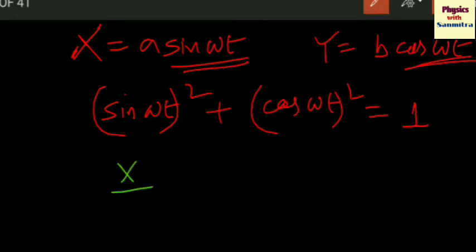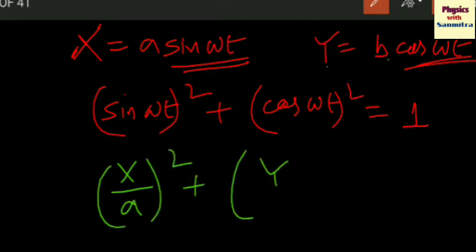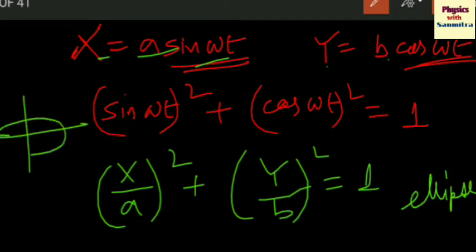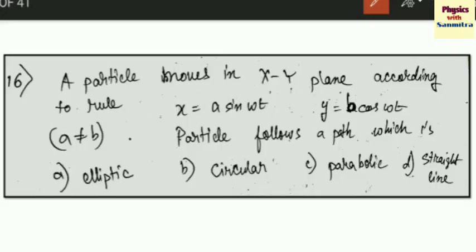So I can write (x by a) whole square plus (y by b) whole square is equal to 1, since y by b is cos omega t and x by a is sin omega t. This will give you an ellipse whose major and minor axes are a and b respectively, if we assume that a is greater than b. So this is the semi-major axis a and this is the semi-minor axis b. So this was a very simple one. This will be elliptic. Option A is the correct answer.